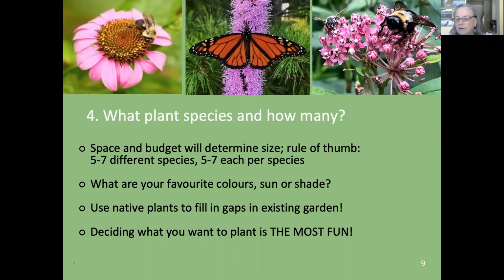Use native plants to fill in the gaps in your existing garden. As your perennials, your cultivars, attrite, you can plant native plants instead. And if you're starting from scratch, of course, you can plan completely with great imagination and creativity and not worry about what else is already there. Regardless, deciding what you want to plant is, in my opinion, the most fun of the whole process of planning your garden. You get to dream.